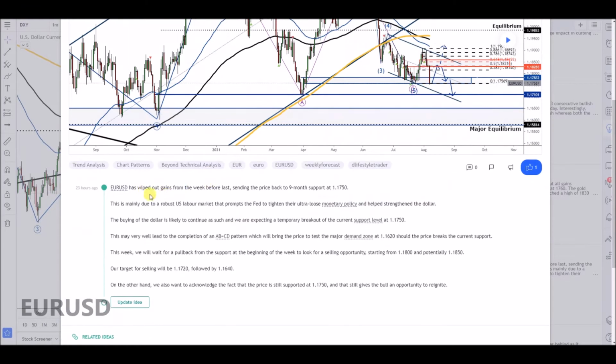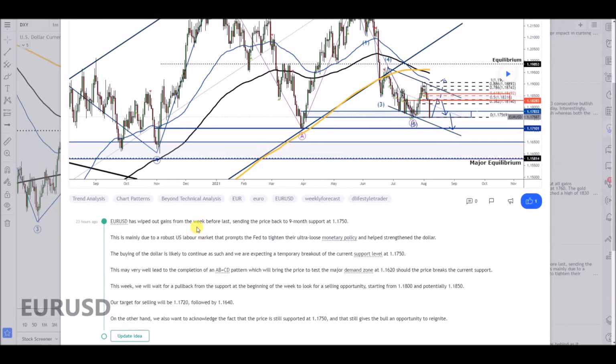So the Euro US dollar has wiped out gains from the week before last, right? Sending the price back to a 9-month support at 1.1750. Alright, and this is mainly due to robust US labor markets, or rather the NFP, that prompts the Fed to tighten their ultra-loose monetary policy and help strengthen the dollar. So the buying of the dollar is likely to continue as such, and we are expecting a temporary breakout of the current support level of 1.1750.